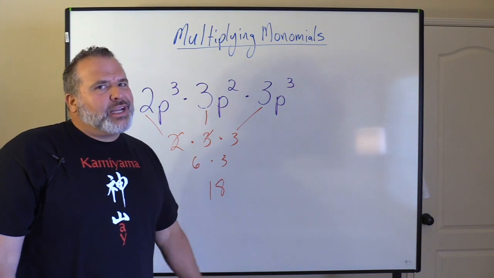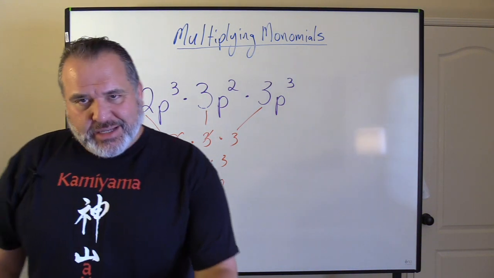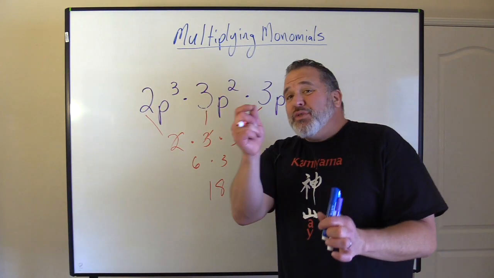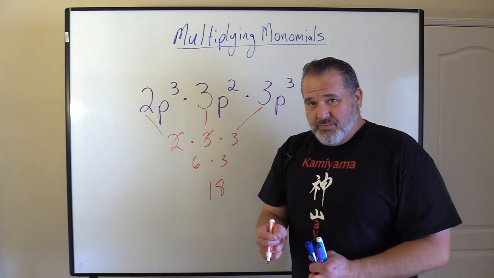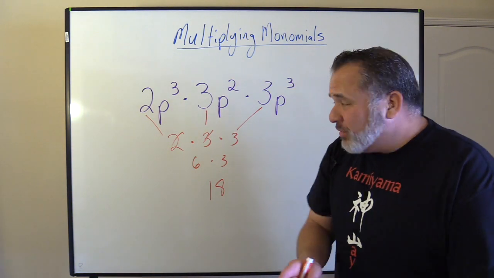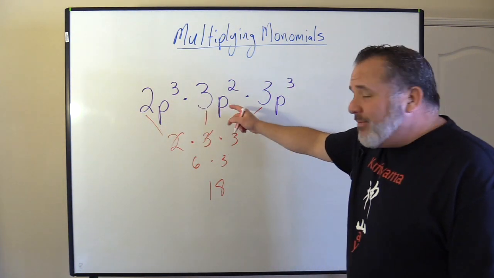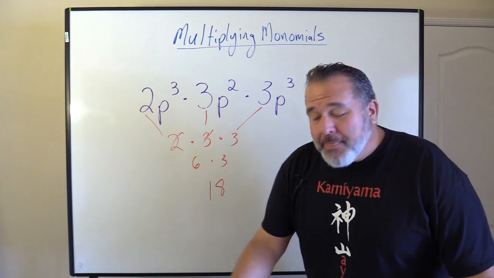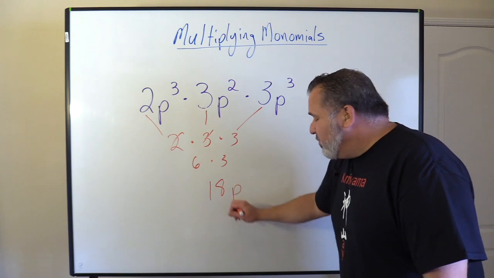Now, what do we do with these exponents? Take a look. All we have to do is look for the variables that are the same. So let's look for the variables that are the same. What variable do we have here that's the same in every single one of these monomials? P. So I'm going to put a P here. Just one.